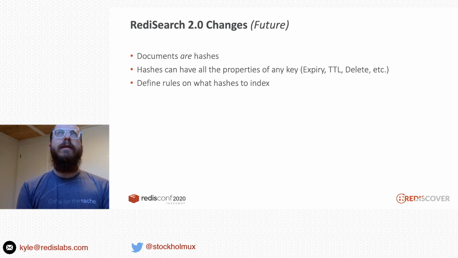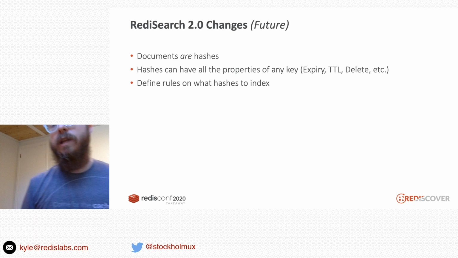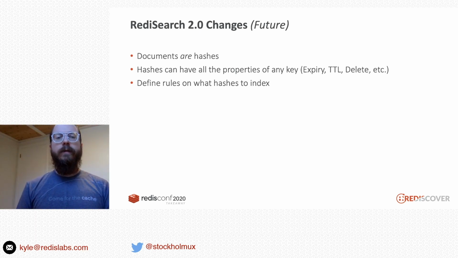So documents and hashes have become kind of the same thing. You're able to manipulate documents just with hashes themselves, so they have the same properties that you might expect: expiry, TTL, delete, etc. Anything that you would normally be doing with it, you can do that. And you would be able to manipulate those hashes with just a set like you normally would. But how Redisearch knows to index it is by defining rules. So let's take a look at this and we'll go into a little more detail.